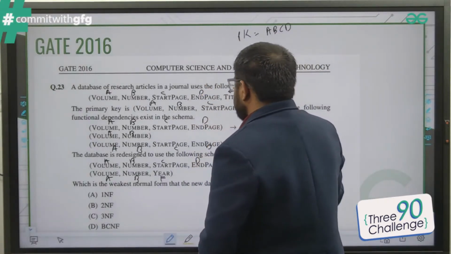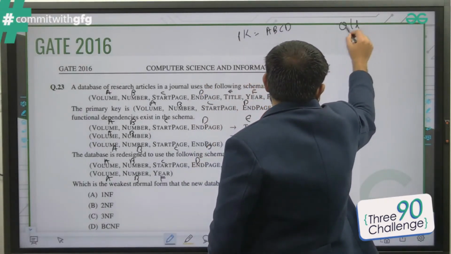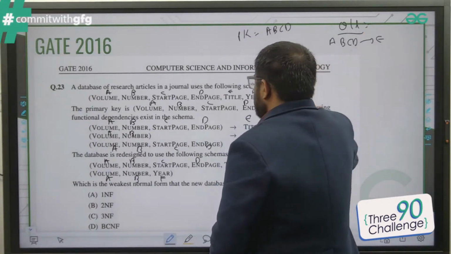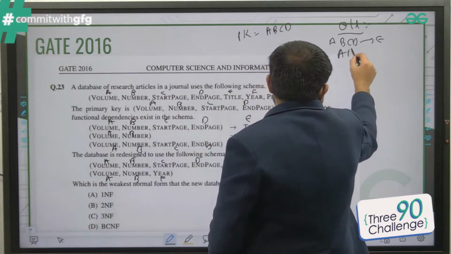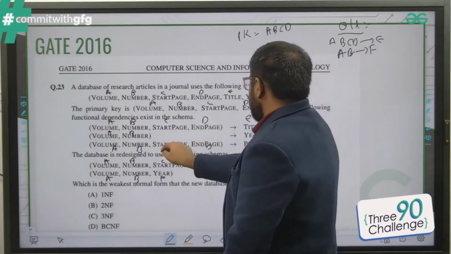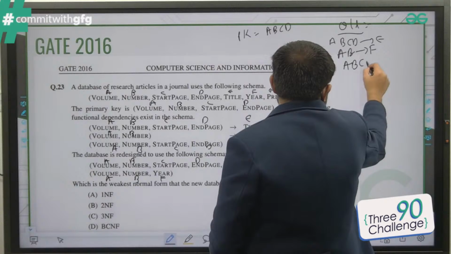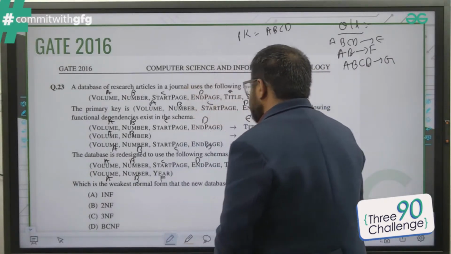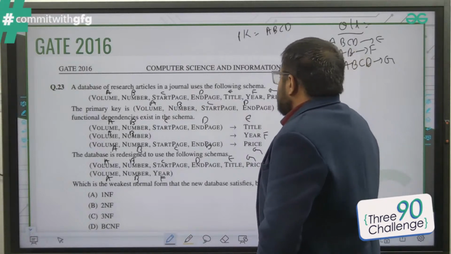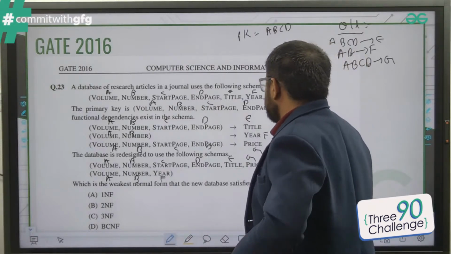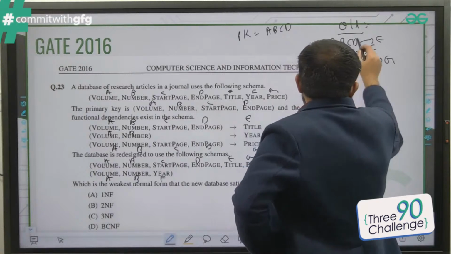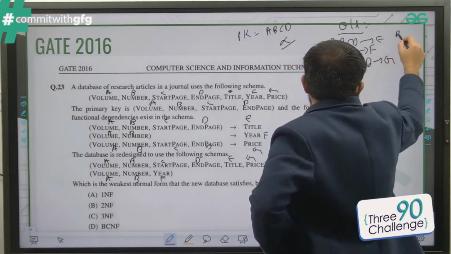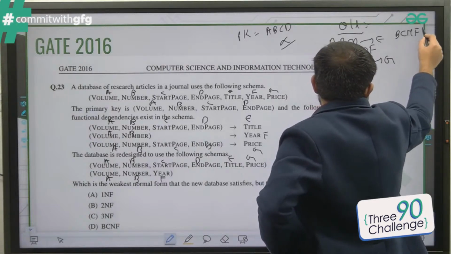What are the functional dependencies in the old? If I write old, it is A, B, C, D gives me E, A, B gives me F, then A, B, C, D gives me G. So there are three functional dependencies. Now what is the normal form? Is it in BCNF? For BCNF, alpha must be a super key. AB is not a super key. So BCNF is not true.